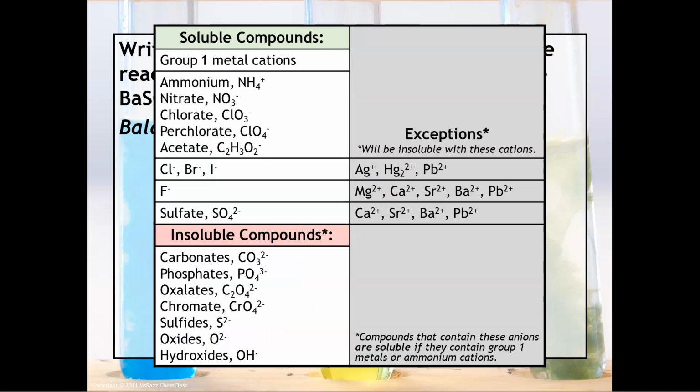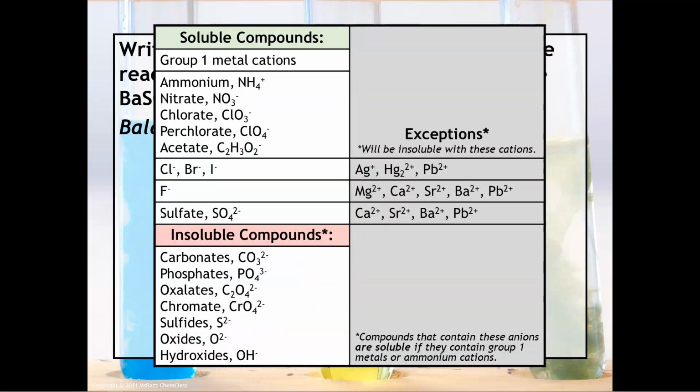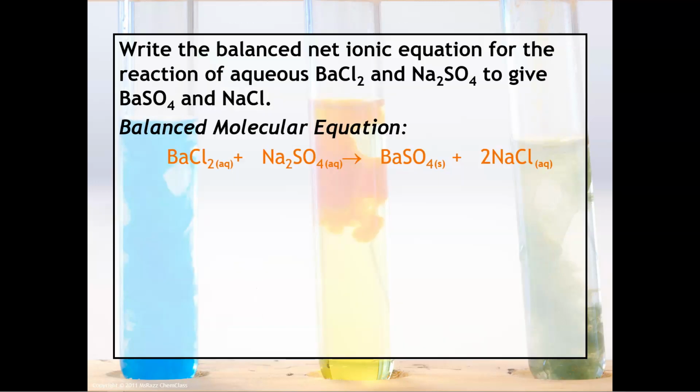So if we look up barium sulfate, notice that sulfates are listed as soluble compounds. However, barium is an exception. So that means that this is absolutely going to be a solid in this case. And then you probably have prior knowledge that sodium chloride is soluble in water, but in case you want to check, you'll find the chloride ion is soluble, and it is not part of the exceptions, so therefore that is going to be aqueous. So that's your balanced molecular equation.